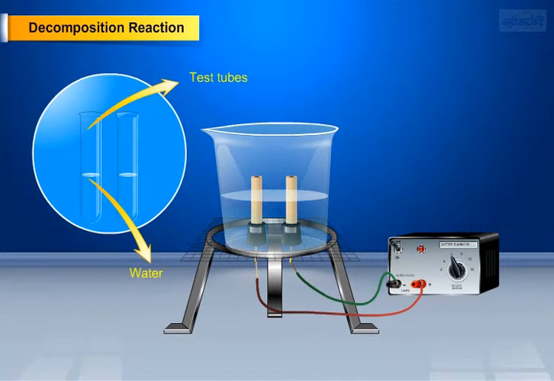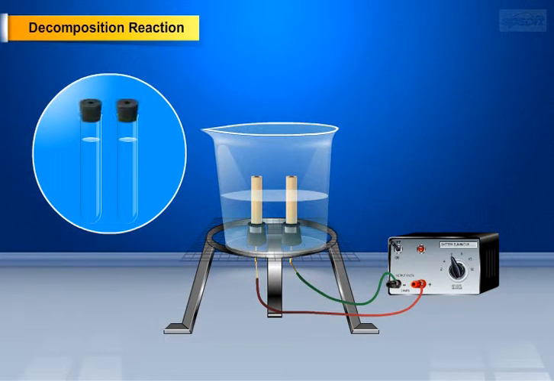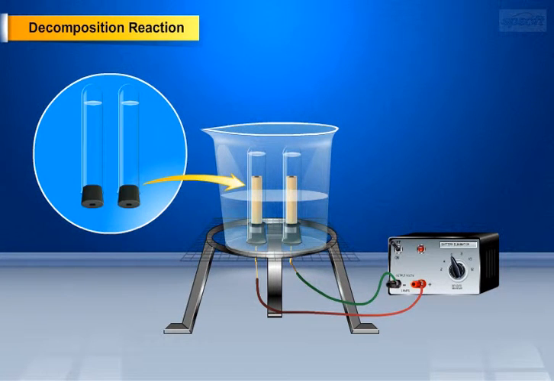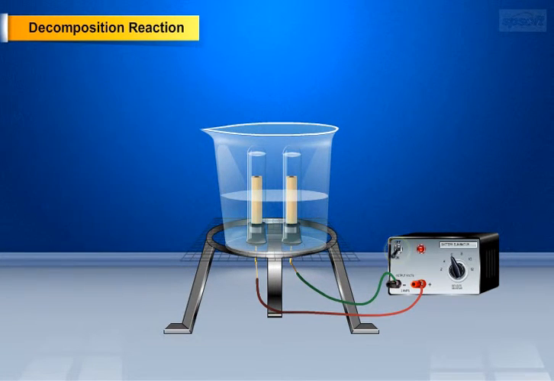Take 2 test tubes filled with water, and invert them over the carbon electrodes, by keeping a thumb over their mouth, so that initially they remain completely filled with water. Switch on the current and leave the apparatus undisturbed for some time. After some time, you observe the formation of bubbles at both the electrodes inside the test tubes containing water. These bubbles displace water in the test tubes.